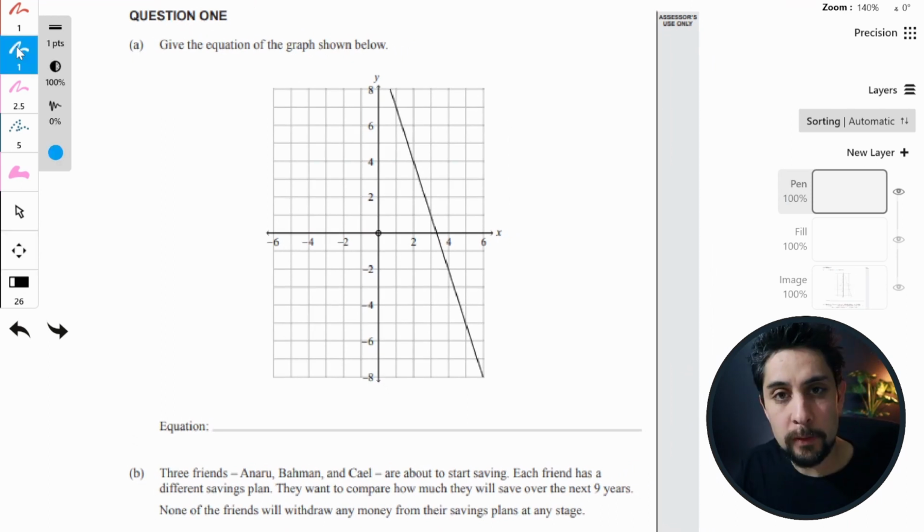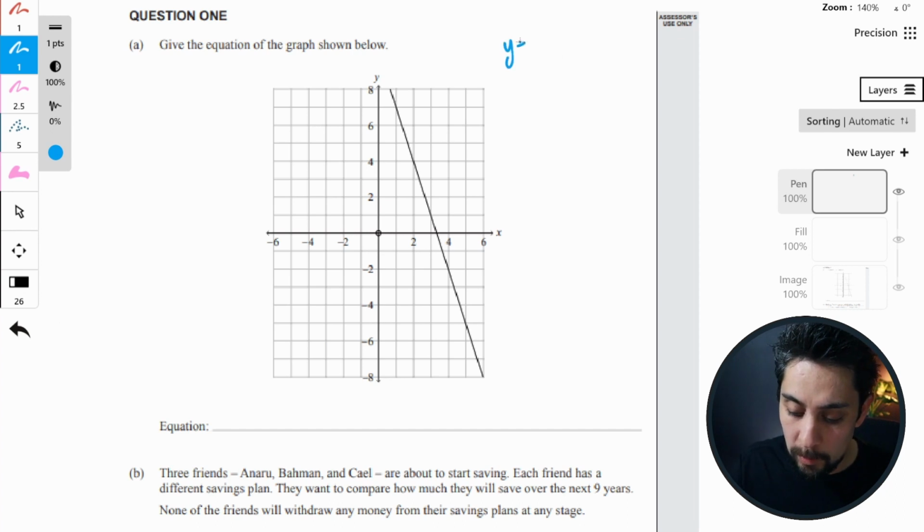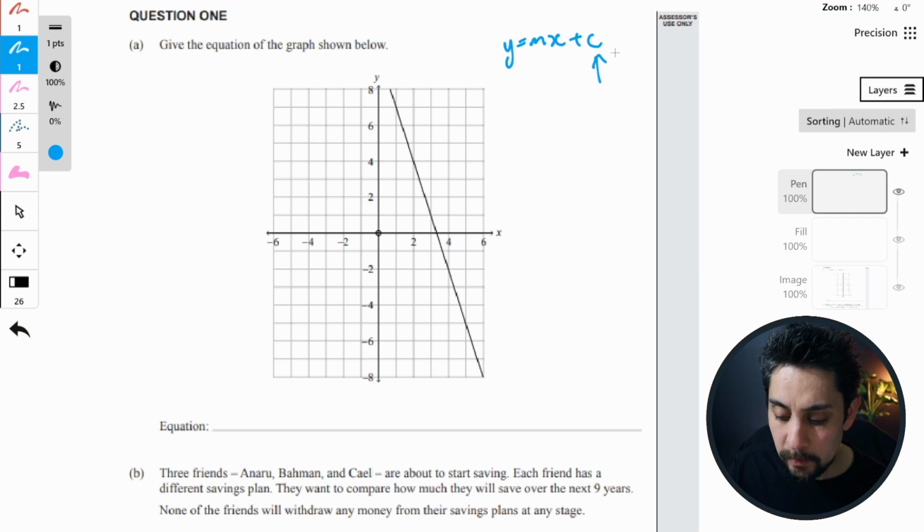So the first thing we want to do when we are doing these kinds of problems is first recognize what kind of graph it is. Now this one is a straight line graph, so you should know that a straight line graph has the equation form y equals mx plus c. First thing, can we actually find what c is from this graph? It doesn't look like it.